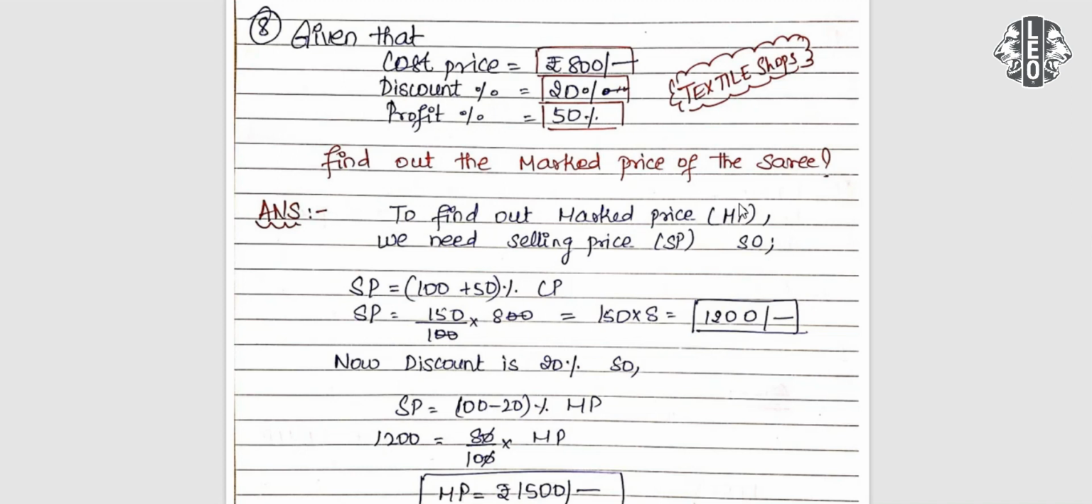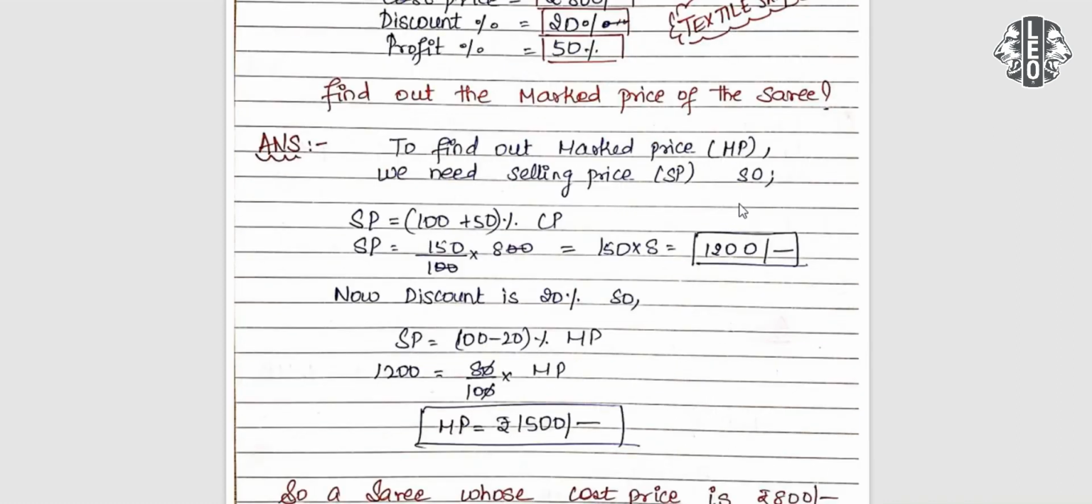Now you need to find the marked price. That is the main agenda of the question. So the selling price we computed in the last step, 1200, is equal to 100 minus 20, where 20 is the discount, so 80% of the marked price. So now you are computing: 0 cancel, and 8 15s, and you are getting the marked price as 1500 rupees.